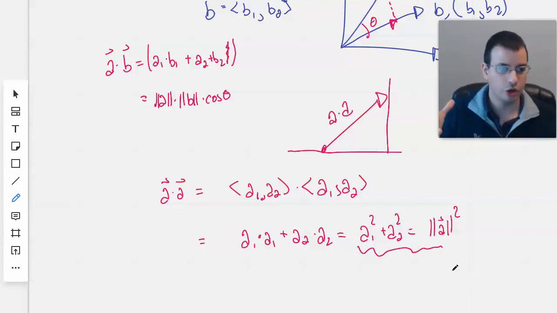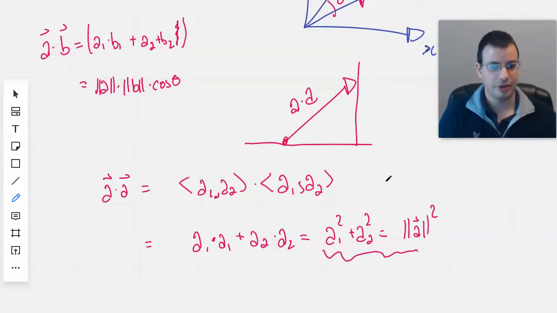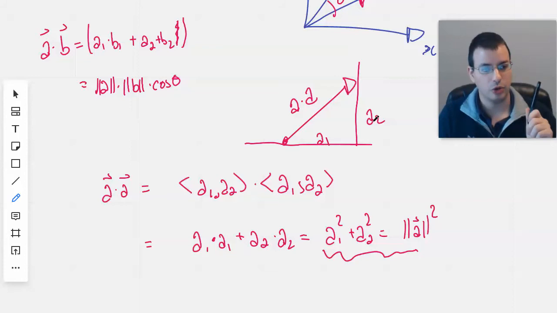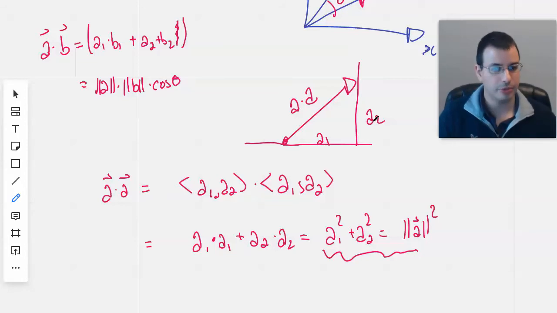And if you think back, that's basically the Pythagorean theorem, because our A1 is giving us our x, our A2 is giving us our y, and then we square them both, and that gives us the length squared of the whole vector.